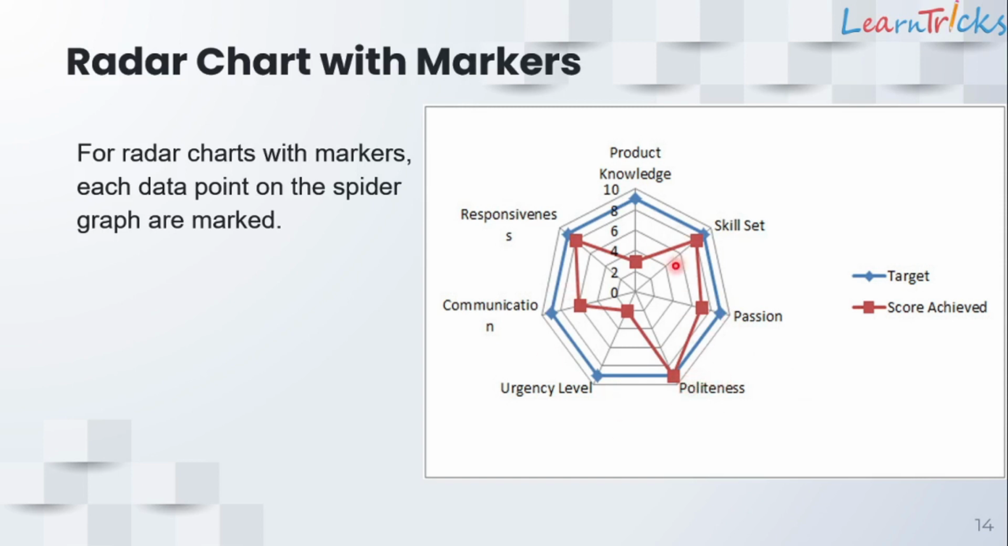So from this plot we can say that the candidate has achieved the exact score in politeness as was set for the target, but in all other cases, specifically in urgency level, the score is far less than the target value, and in product knowledge also it scored very low compared to the target value. So this is the radar chart with markers, meaning all the points are marked with a marker, right?